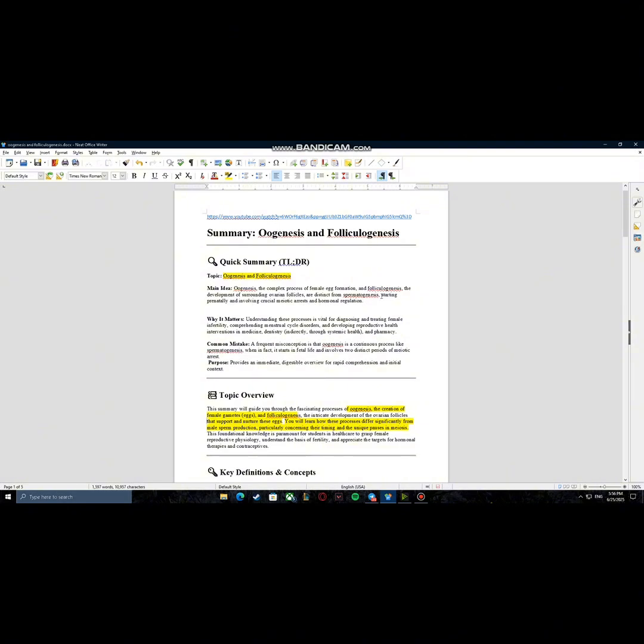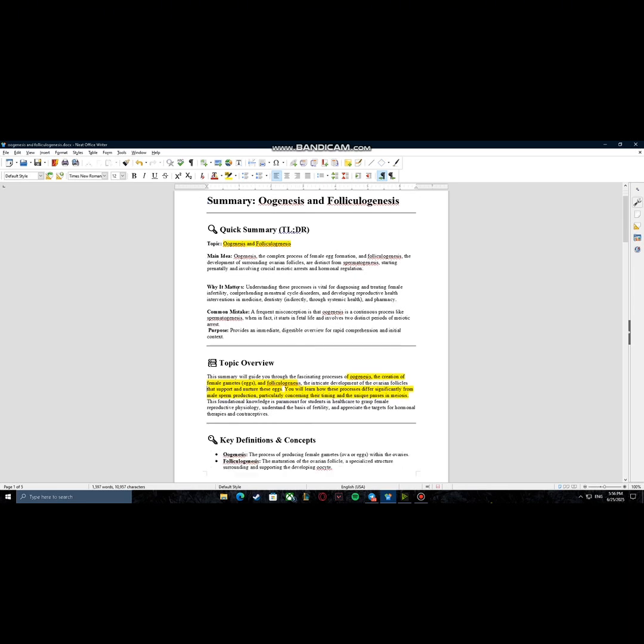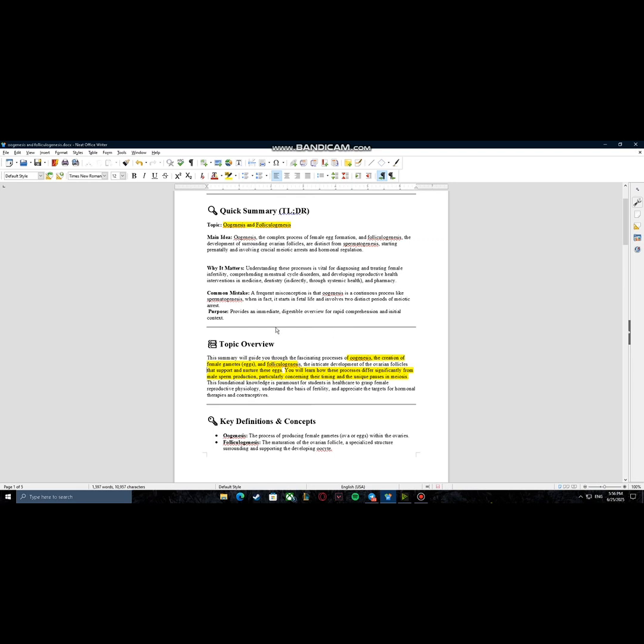Both are distinct from spermatogenesis, which we will explain in another video, starting prenatally and involving crucial meiotic arrests and hormone regulation. Why this matters? Understanding these processes is vital for diagnosing and treating female infertility, comprehending menstrual cycle disorders, and developing reproductive health interventions in medicine, pharmacy, and dentistry.